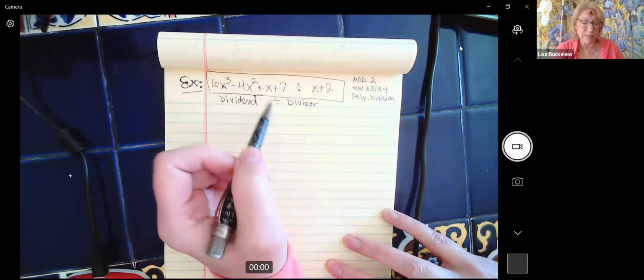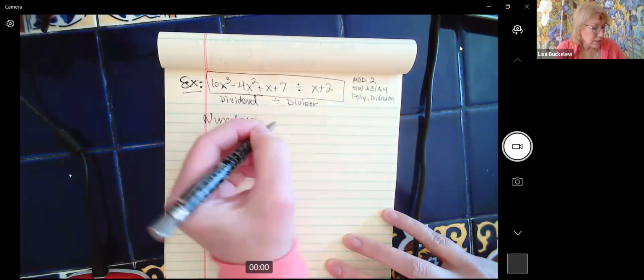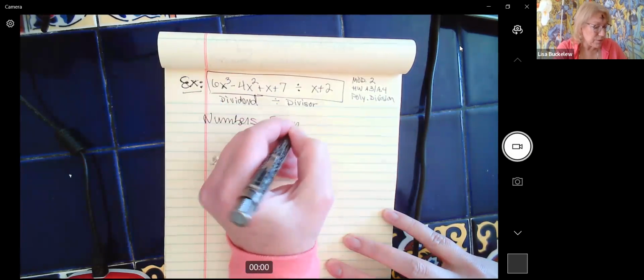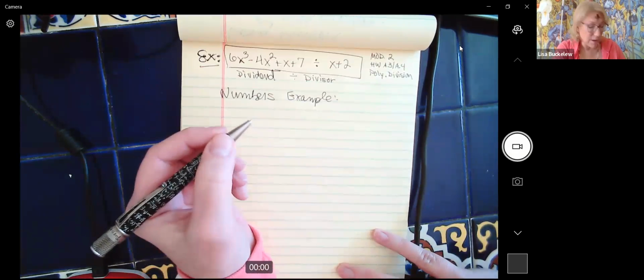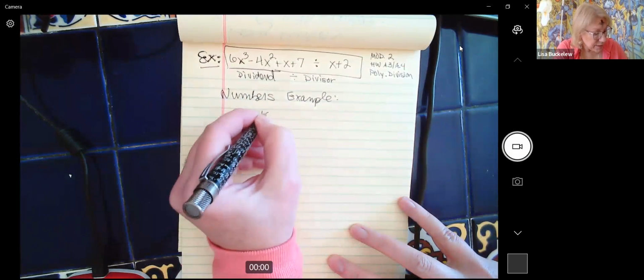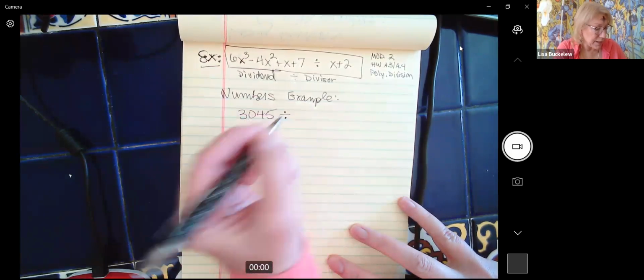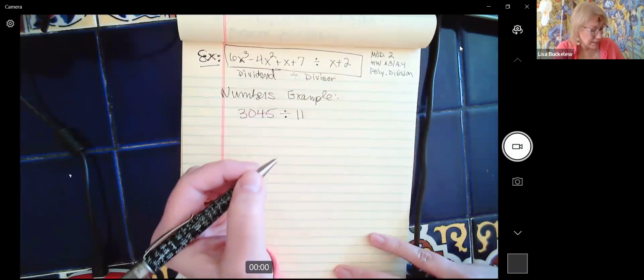Before we get into that, let me do a quick numbers example, just to remind you, because when you look up the view and example, it's going to do the steps based on this method of doing long division. So let's do 3,045 divided by 11. I'm going to pick something that's easy to calculate in our head.